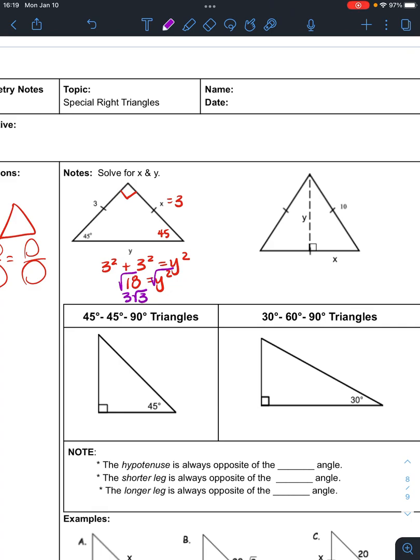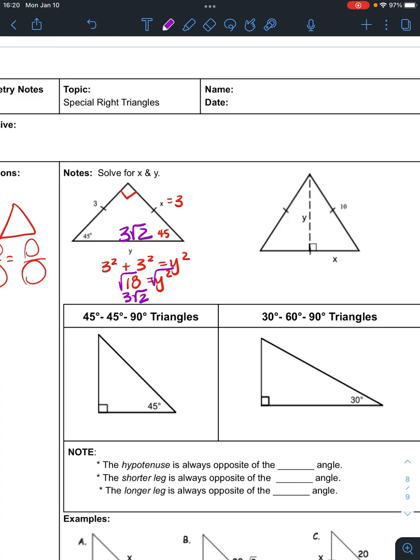So we had sides that were 3 and 3, and then this side, oh, I wrote root 3, but I should have written root 2. I'm sorry. That's root 2. So we had 3 and 3 and 3 root 2. Those are the numbers that we had. Okay?